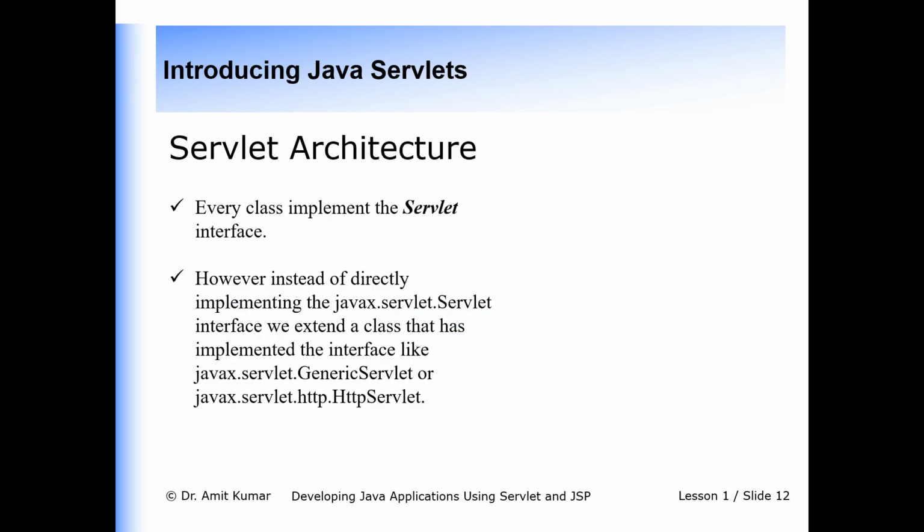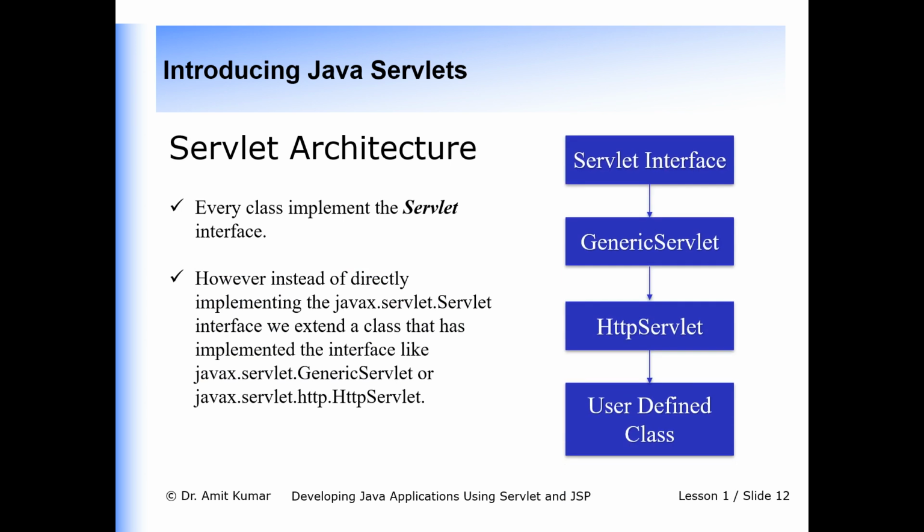Now come to the next topic, servlet architecture. What is the architecture of servlets? You can see this is the class hierarchy diagram, in which on the bottom side you can see the user defined class, then the HttpServlet class, then the GenericServlet class, then the Servlet interface. So every class implements the Servlet interface. I told you, when you create the first program in servlets, every servlet class directly or indirectly implements the Servlet interface.